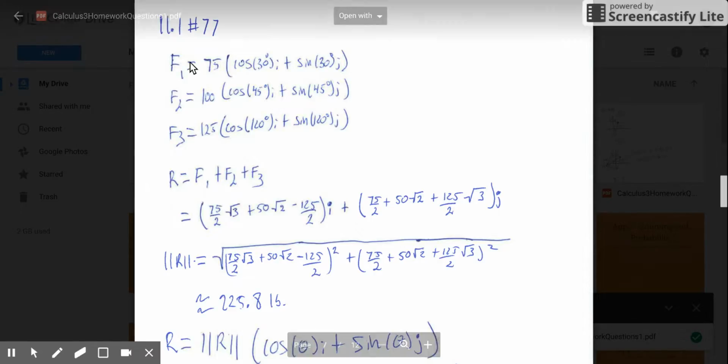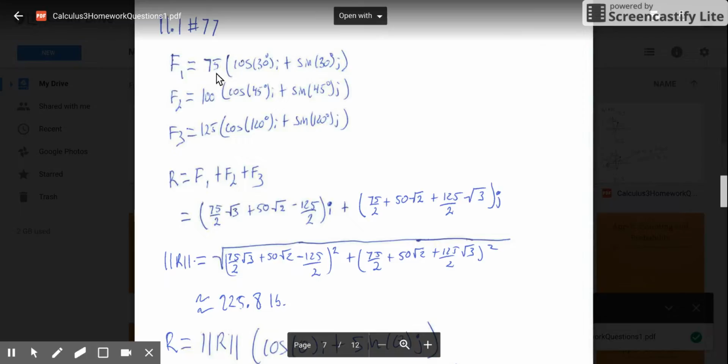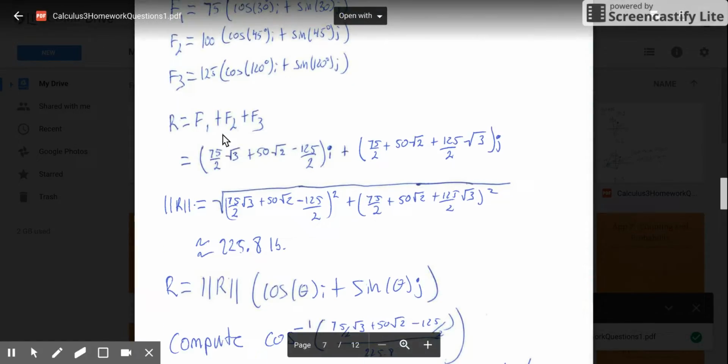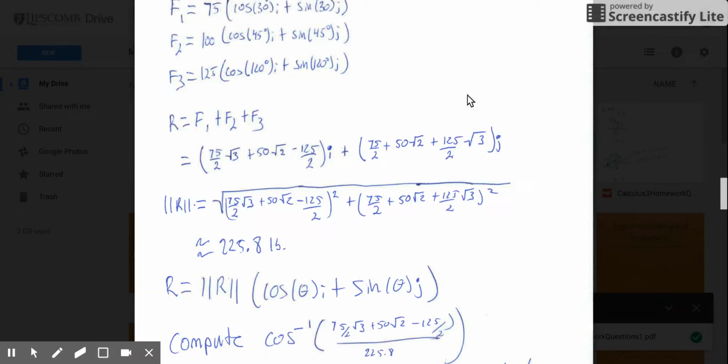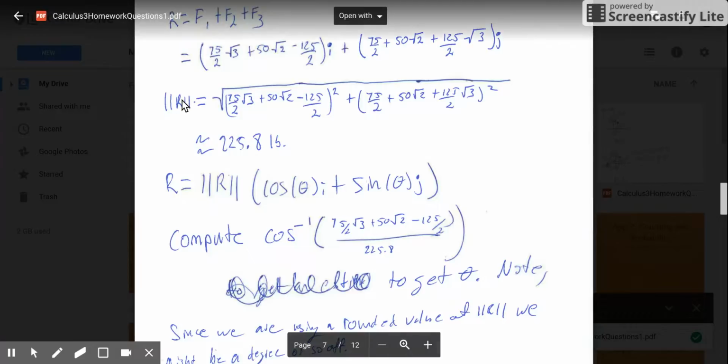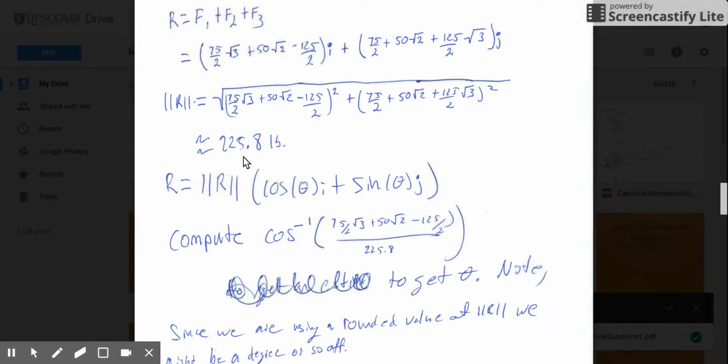So writing each force vector, this is essentially magnitude, or the weight, times cosine of the angle i plus sine of the angle j. So we do that for each of those forces, those 3 components. And of course, the resultant force is the sum of all of those, so we're summing those up. The magnitude of the resultant force there is 225.8 pounds approximately. And again, that's just finding the magnitude of r.